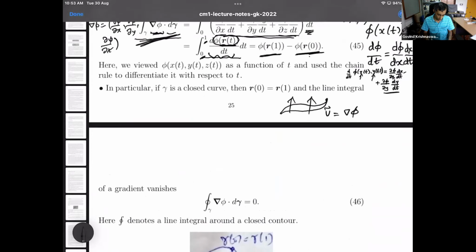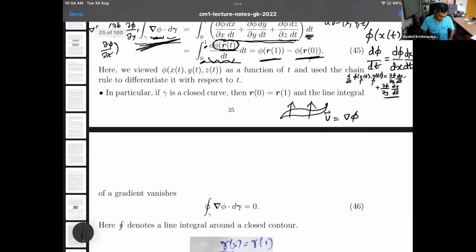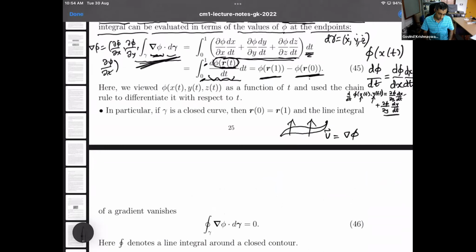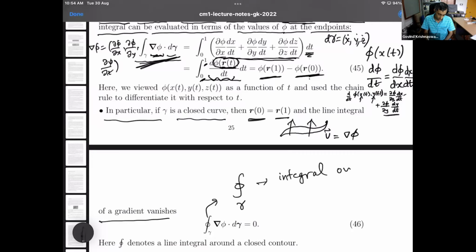By the way, before I mention that, let me say one more very quick remark. Suppose you consider a closed curve. In particular, if gamma is a closed curve, namely r of 0 and r of 1 are the same, then the line integral of a gradient vanishes. First of all, this is denoted by this little circle around the integral sign, to denote an integral over a closed contour gamma.